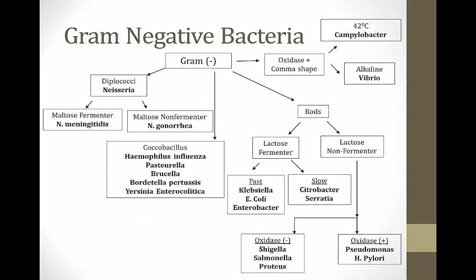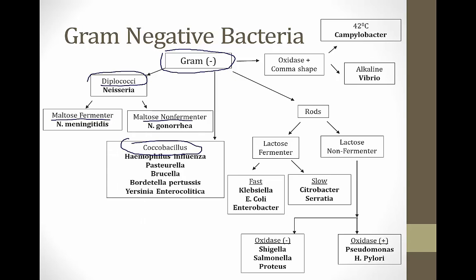This is the algorithm for identification of gram-negative bacteria. So once you find out you're dealing with a gram-negative bacteria, you can look at the shape. So Diplococci are generally going to be Neisseria. There's one other bacteria they could be called Moraxella, but it's usually not speciated. Once you know you're dealing with Neisseria, you can differentiate those by whether they ferment maltose or they do not ferment maltose. There are a number of gram-negative Coccobacillus, which I've listed here on this slide.